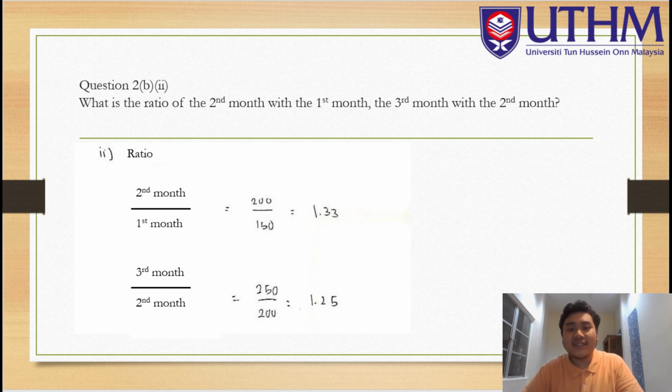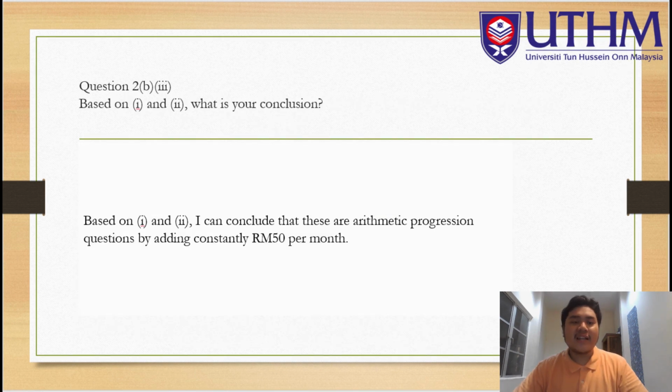For Part 2, the question is, what is the ratio of the second month to the first month, and the third month to the second month? So the ratio for the second month to the first month is 1.33, and the third month to the second month is 1.25. For the last part, question 2B3, the question is, based on question 2B1 and 2B2, what is your conclusion?